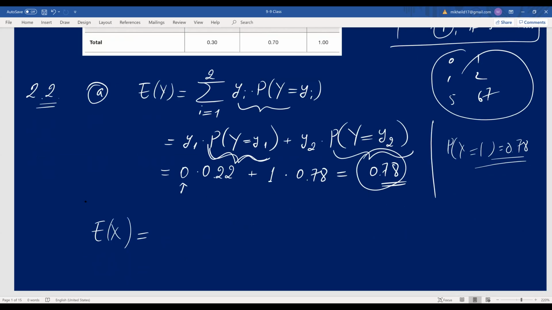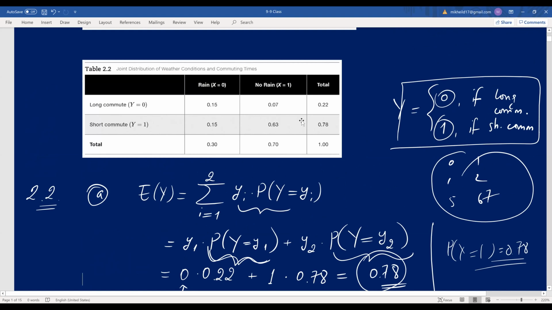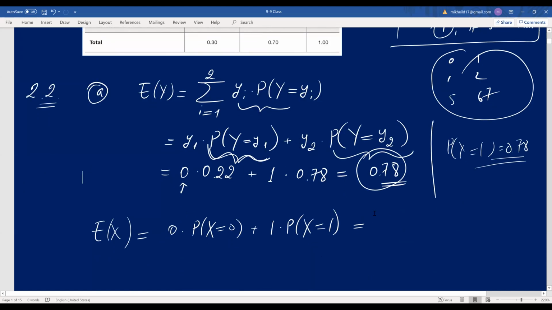And similarly, you will calculate the expectation of x. That will be 0 times the probability that x equals 0 plus 1 times the probability that x equals 1. What's the probability that x equals 1? 0.70. So therefore, we have 0.70 here.